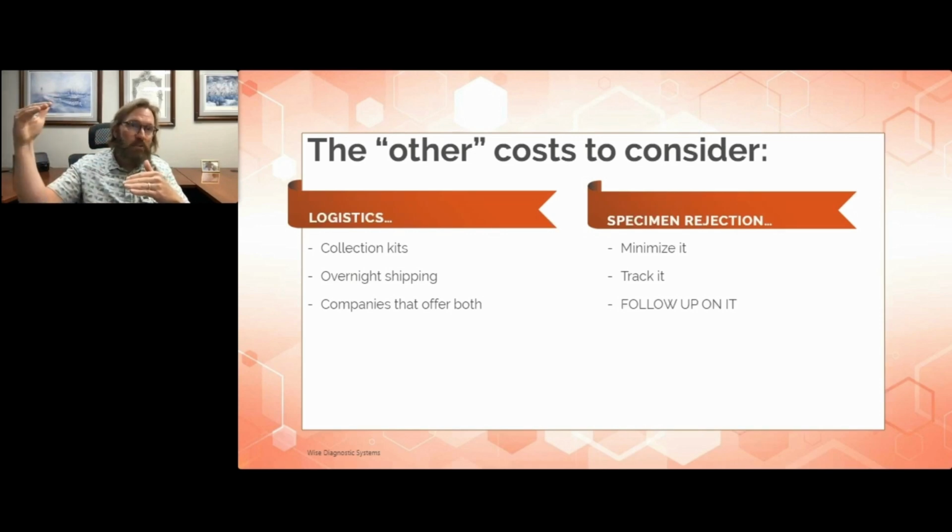Because just about every package that comes in, or every specimen that comes in, means there's a FedEx or UPS cost or overnight cost associated with it. And the other piece I want to touch on a little bit, because I think this is a hidden cost, and it's also a great value add in terms of customer service, is specimen rejection. And that's to minimize it. That's the broad stroke: minimize it. How do you do that?